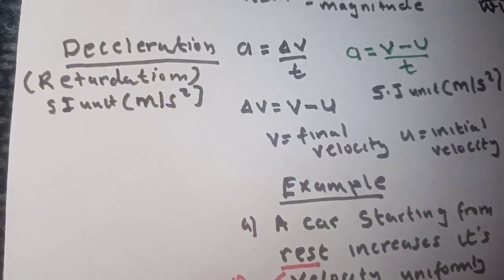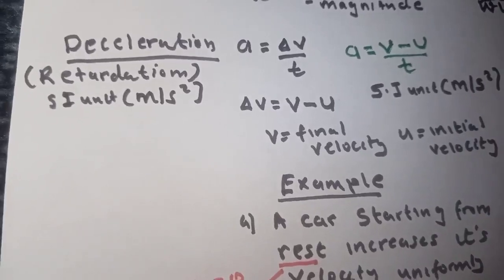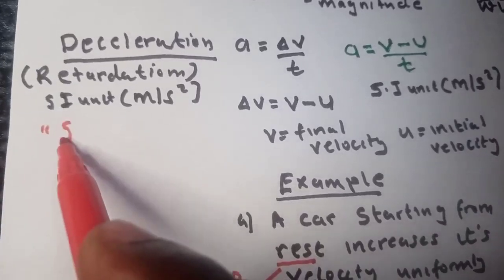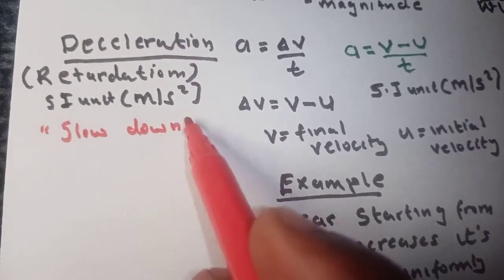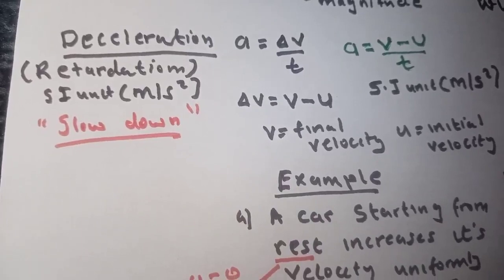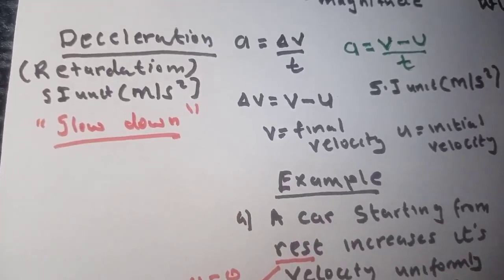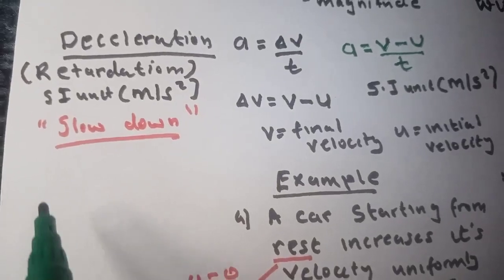Okay, so now deceleration, this is when a car is slowing down. Deceleration is when an object is doing what? Slowing down. Whenever a car slows down, it's in what? Deceleration. Okay, it's in deceleration.